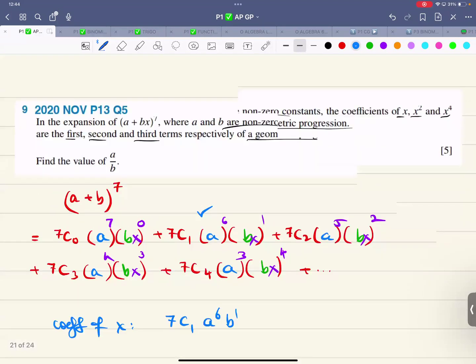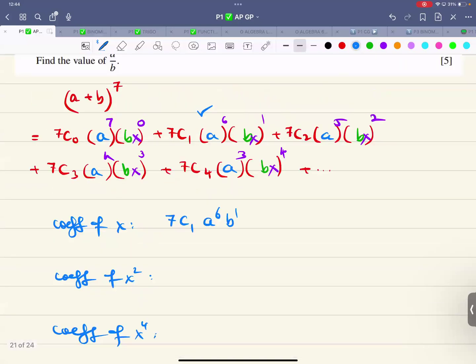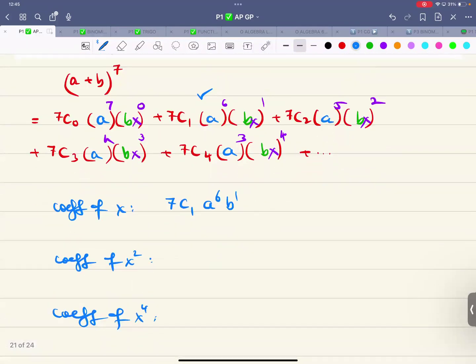And then I'm interested in X squared and X4. Coefficient of X squared, coefficient of X4. So coefficient of X squared is which one? That is 7C2, A power 5, B raised to power 2. Coefficient of X4, that is 7C4, A power 3, B power 4.